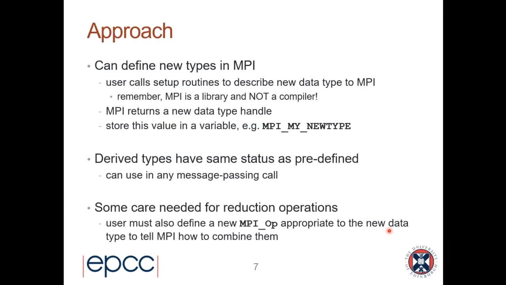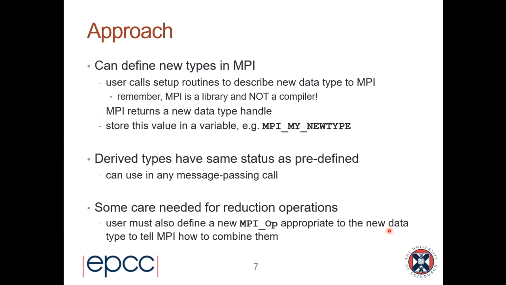So what you do is you define a new type in MPI. You can define new types in MPI. The user calls various setup routines to describe the new data type. Why do we have to do that? Because MPI is a library, not a compiler. If MPI were a compiler, it could look at your code and say, oh, okay, David has defined a structure, I can send that because I know what it looks like. MPI is a library, not a compiler. And what you do is you get a new data type handle. The predefined ones are MPI double, MPI integer, and all those things. So I could have my MPI my new type, and that's really nice.